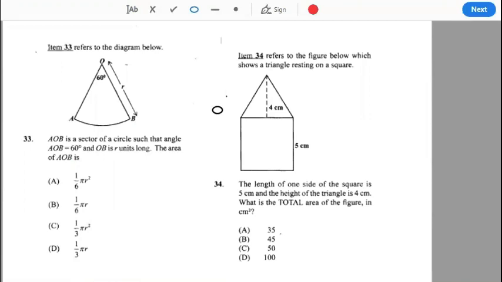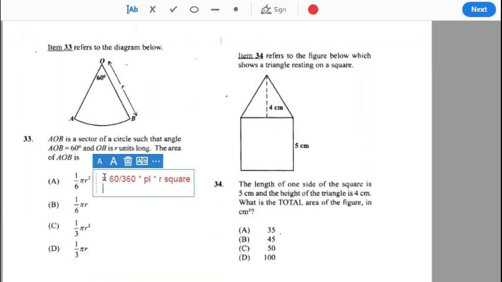33. AOB is a sector of a circle such that AOB is 60 degrees. To find the area, with the radius of OB being r. So the formula, this is usually at the front of the paper, the formula sheet. So area of a sector is equal to the angle of the sector divided by 360, and our angle is 60, so 60 divided by 360 multiplied by pi times r squared.